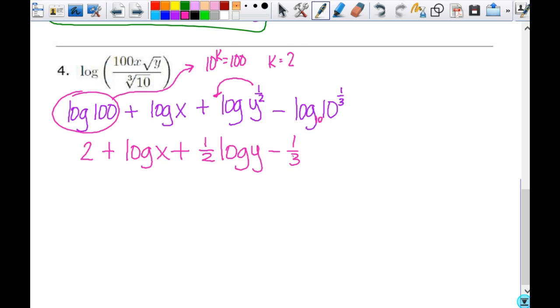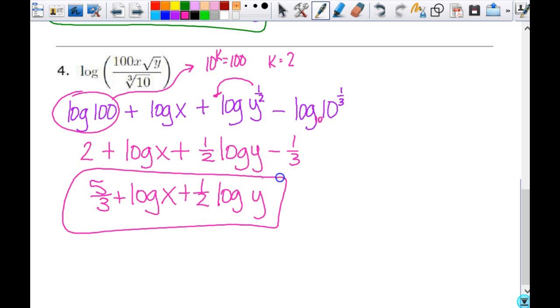All right, so now I need to simplify it a little bit more because I have the 2 and the negative 1/3. So this would, as a fraction, be 6/3, right? And then 6/3 minus 1/3 is 5/3. So 5/3 plus log of x plus 1/2 log of y. Any questions about that? We all good? Yes, sir. It does not matter what order you put them in. That's a good question.